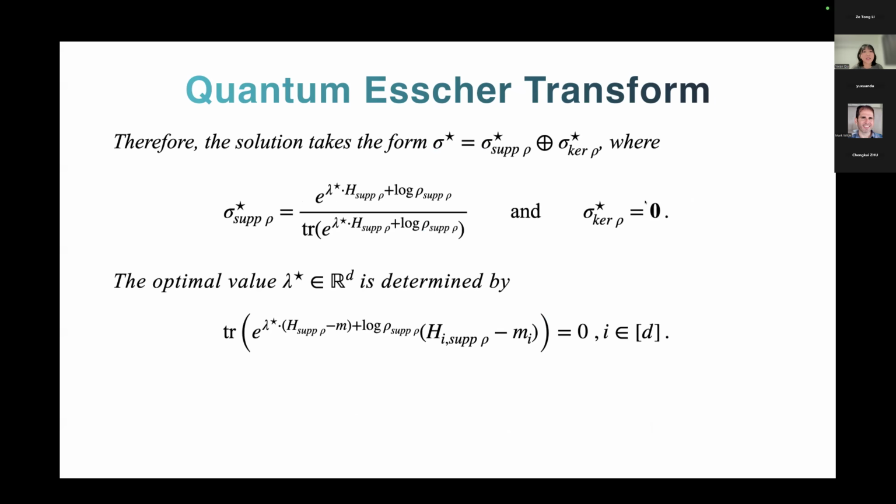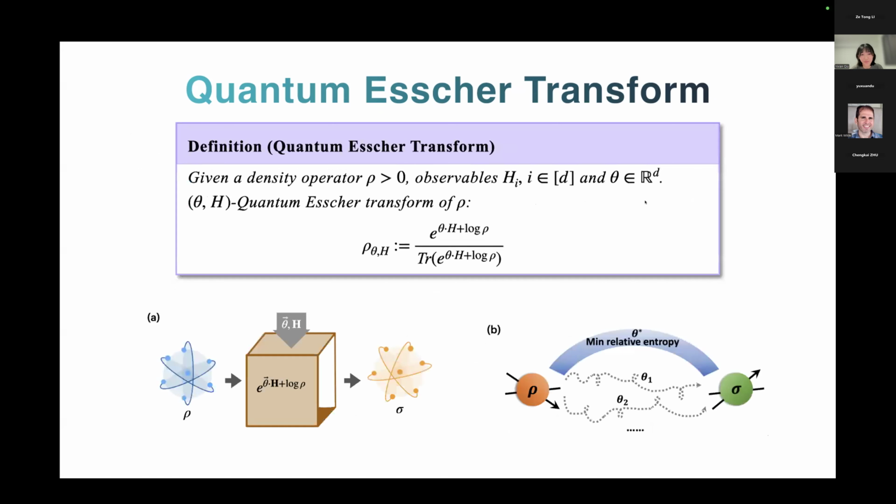So it gives this result I mentioned at the very beginning, the sigma within the support of rho takes this exponential form. So it literally gives us this definition, the quantum version of the Esscher transform. The first figure A here gives a clear picture of what the transform is. So let's say we are given an input quantum state rho and also the observable H and the vector parameter theta. We can say the quantum Esscher transform of this input rho is the exponential of theta times H plus the log rho, and also with the normalization.